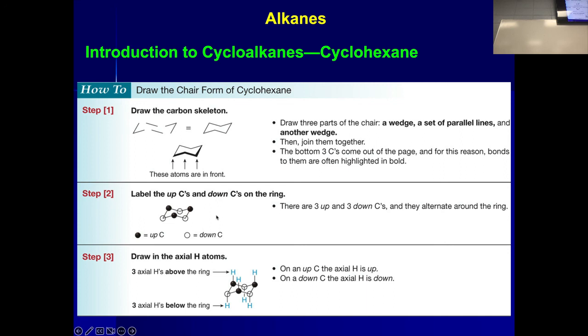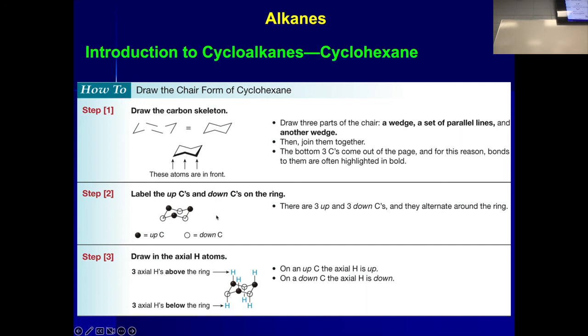And these hydrogens that are pointing towards one another are called, well, actually we call them flagpole hydrogens. So now, look at this. Here is a chair conformation of cyclohexane, right?